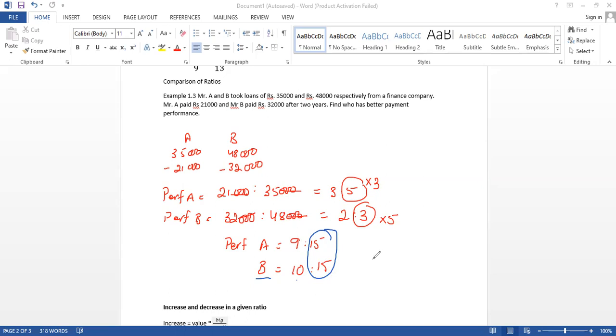So in this case over here, since 10:15 is greater than 9/15, we say that Mr. B had better payment performance.